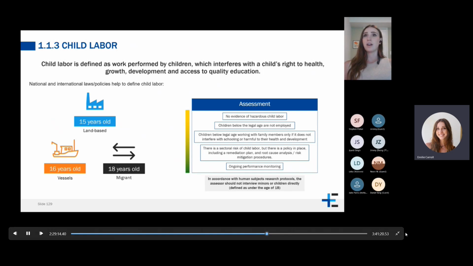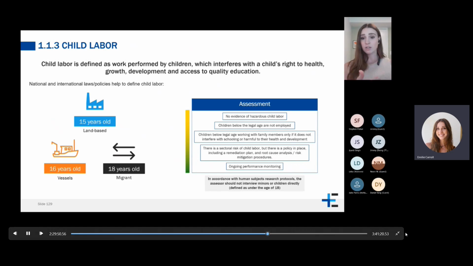So in the SRA, first and foremost, outcome-based, looking at whether or not there is any child labor, but also in particular hazardous child labor, which is the most egregious form. So this is children working in really unsafe conditions. And then when you get to the green level, some of the desk research comes into play here, the secondary data sources. So looking at whether or not there's a sectoral risk of child labor. And if that is the case, in the desk research, there should be a good policy in place that also includes a remediation plan, as well as root cause analysis and risk mitigation procedures.